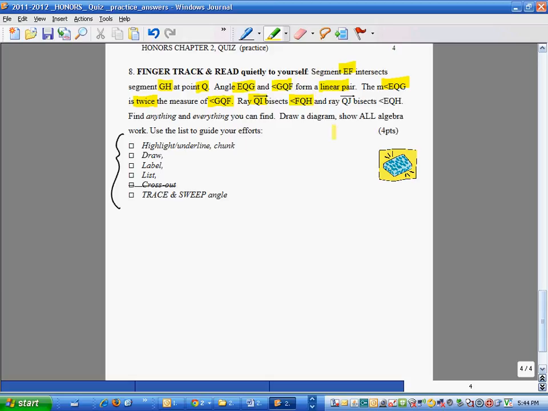Okay, so we start with the first chunk. Segment EF intersects segment GH at point Q. So here we have EF, GH at point Q. We don't know whether or not it makes a right angle, so I'm going to skew it so you don't automatically confuse it with the right angle. EF, GH intersecting at point Q. Then you want to get in the habit of crossing stuff out as you account for it.